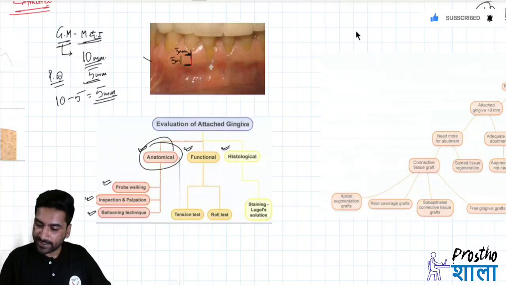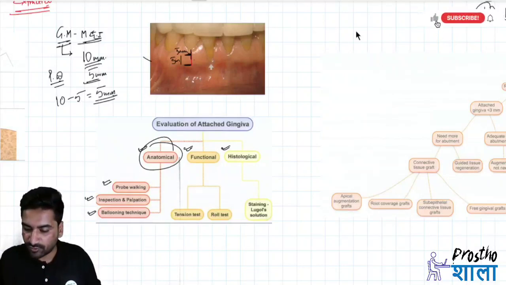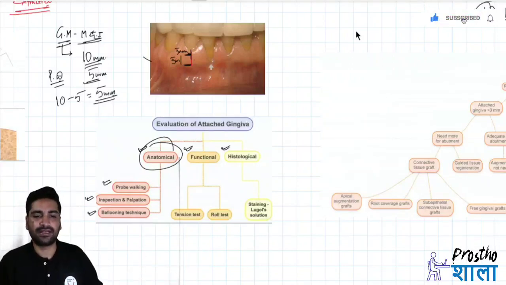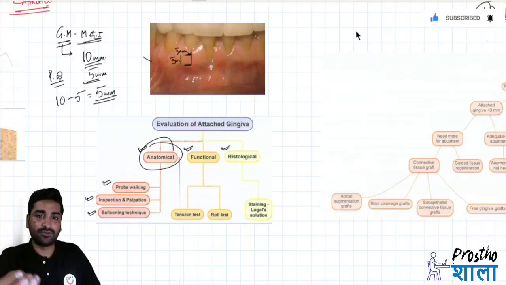Third is the ballooning technique, where you inject local anesthesia, and that part of the alveolar mucosa will try to balloon and swell, and with that also you can evaluate the attached gingiva. But inspection and this probing technique are the most useful methods which we use nowadays also.